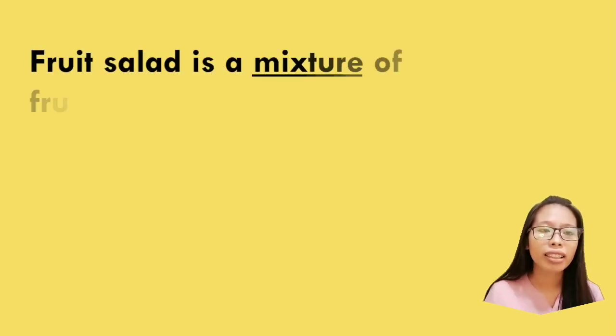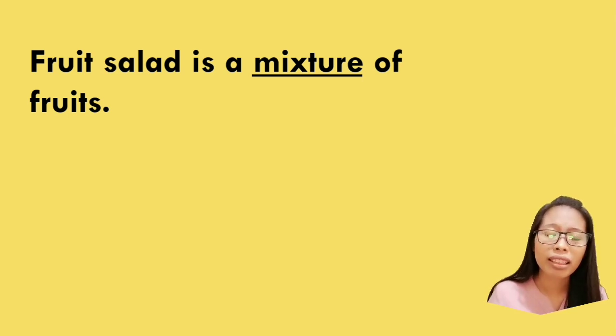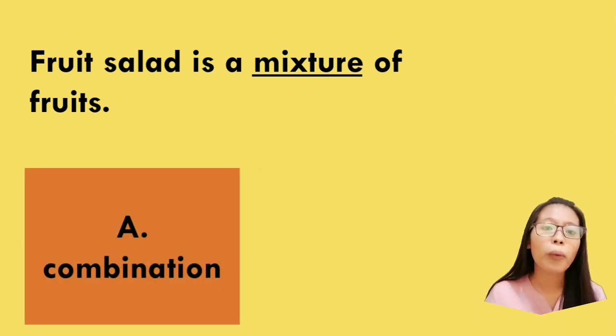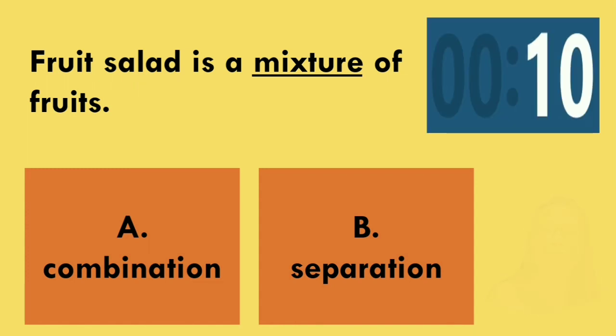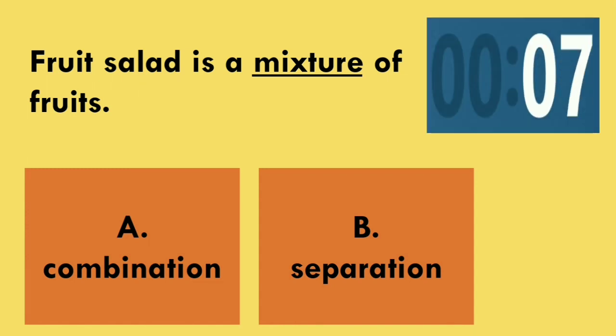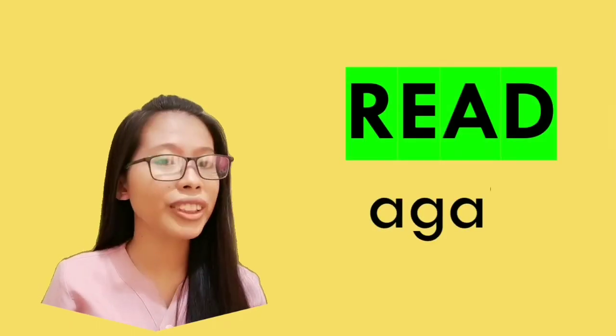Then we have the last one. Fruit salad is a mixture of fruits. The underlined word is mixture. What does it mean? Is it combination or separation? Your 10 seconds starts now. Bravo! It's combination. Let's read all the words again.